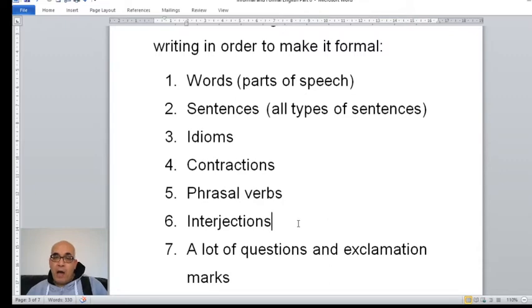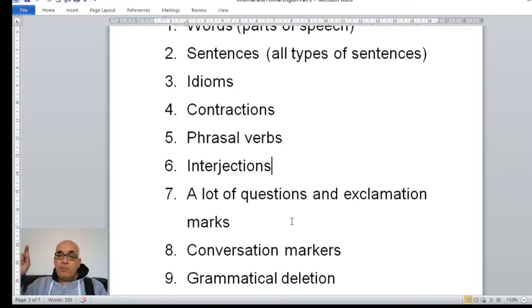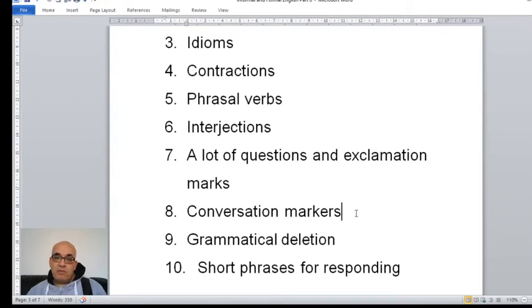Interjections like wow, ouch, hey, all these are informal, so we don't use them in formal English. Don't use exclamation marks. You can use question marks and exclamation marks, but don't use a lot of them, especially in formal writing. Again, conversation markers, you can use them in informal English, but try to avoid using them in formal English.